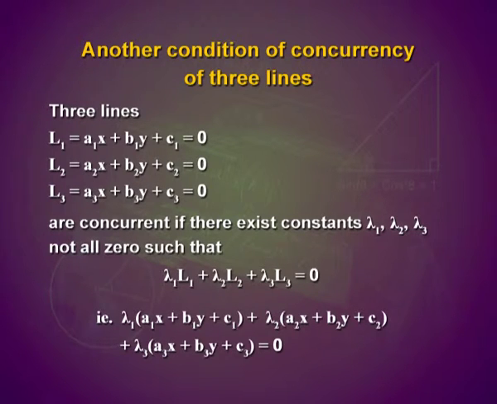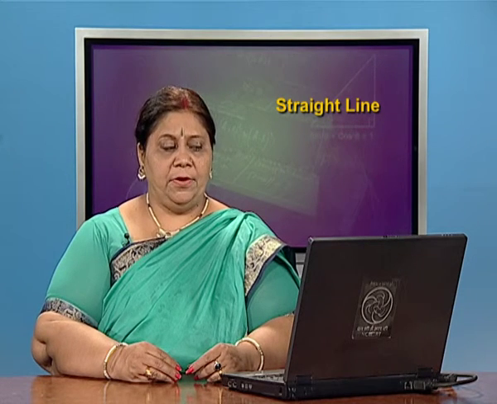That is, lambda 1 into A1x plus B1y plus C1, plus lambda 2 into A2x plus B2y plus C2, plus lambda 3 into A3x plus B3y plus C3 is equal to 0. Let us look into an example.